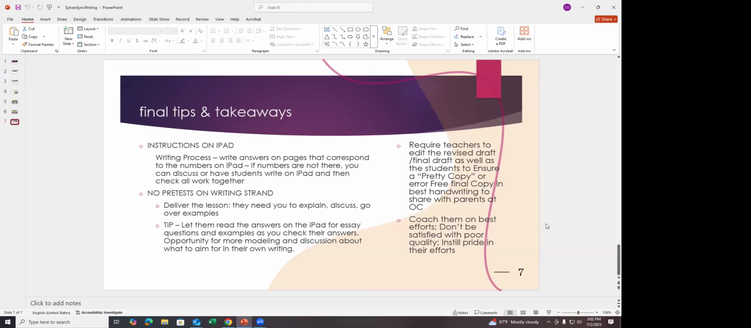They love that. And always coach them on their best efforts. Don't be satisfied with poor quality. Instill pride in their efforts and they will begin to see the value of writing for themselves.